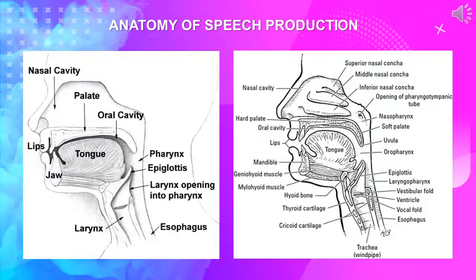These two pictures depict the organs of speech. The organs of speech are the various organs of our mouth we use to produce speech sounds. The organs of speech are tongue, lips, teeth, alveolar ridge, hard palate, soft palate, pharynx, and uvula. These organs will be explained in the other slide.